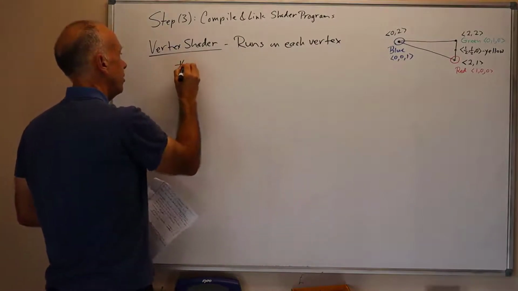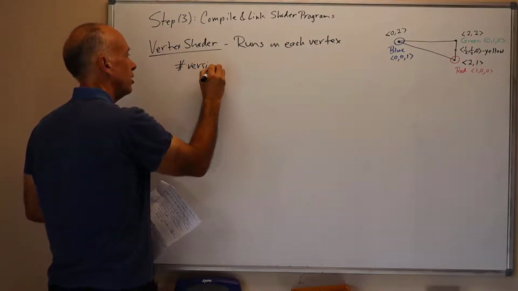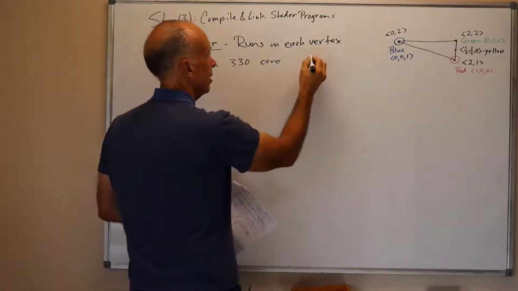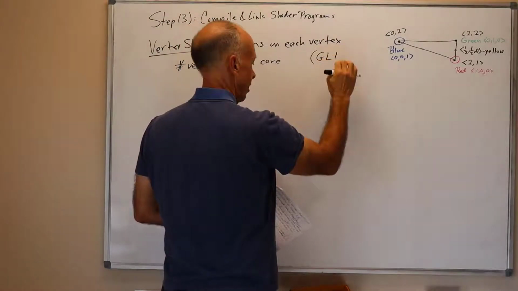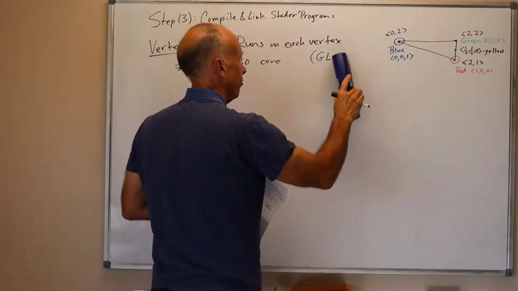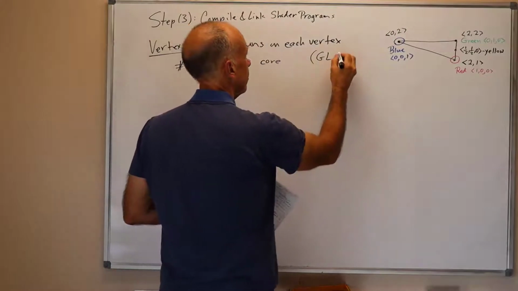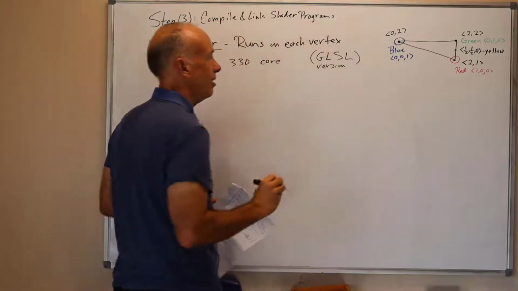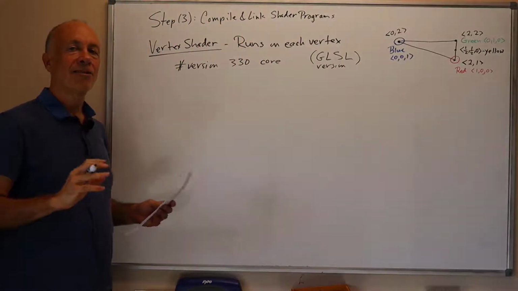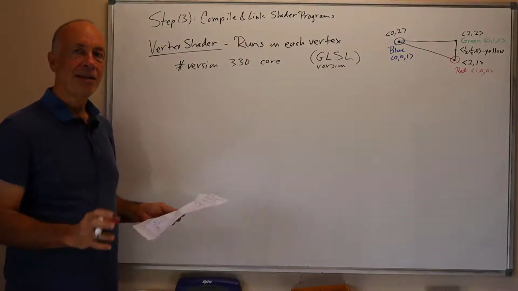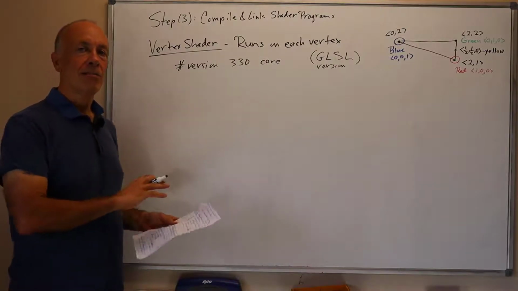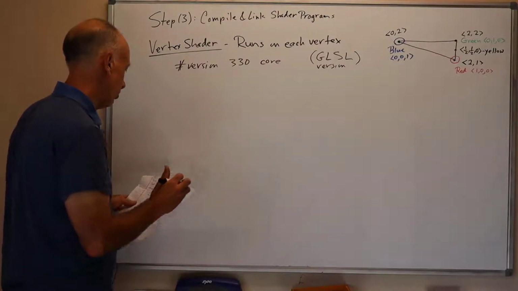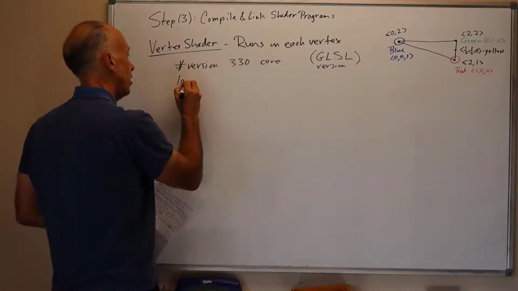And here's the code. So the first line just declares the version number. It's version 330 core. And this gives the GLSL version of the language that's being used. So GLSL is the GL shader language, and it's a C++-like language that's used to write shaders. So in this case, we're using the core features of 3.3.